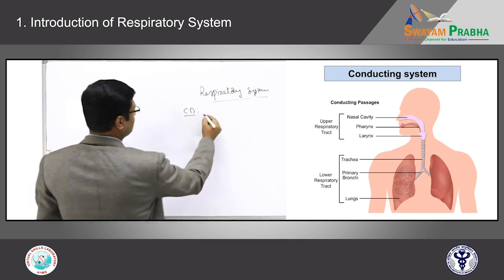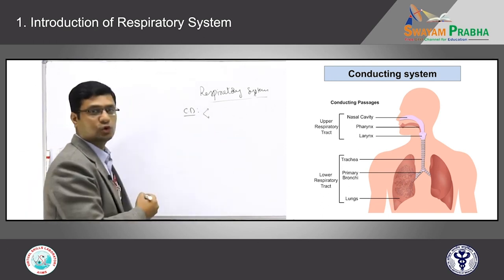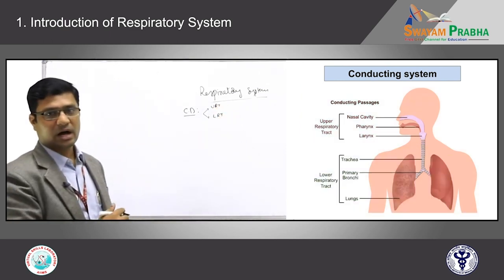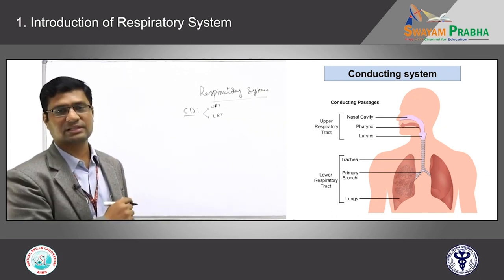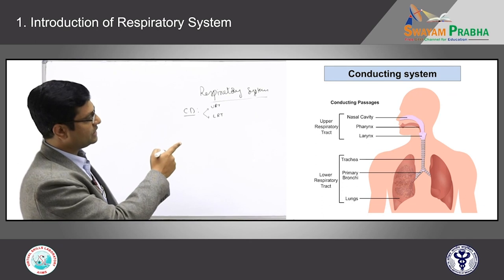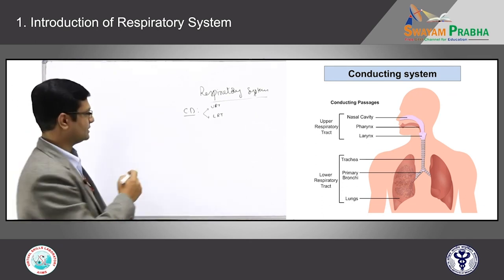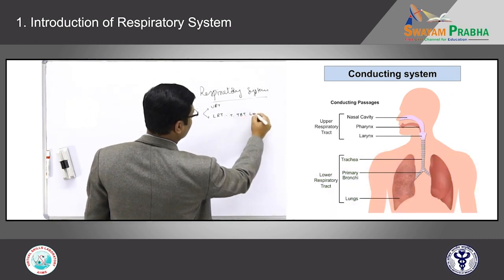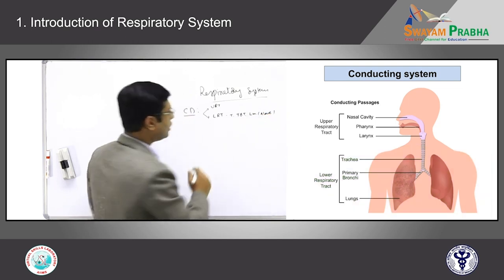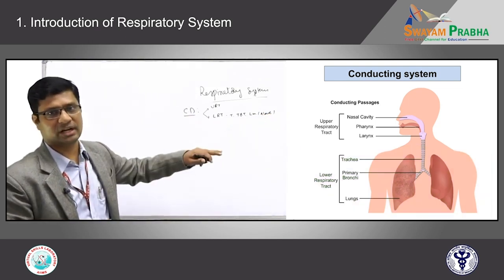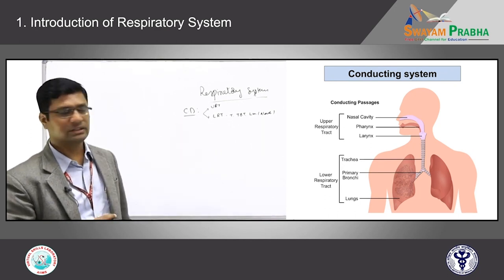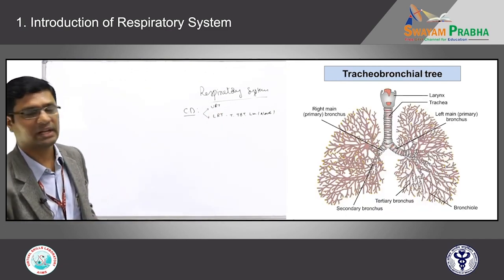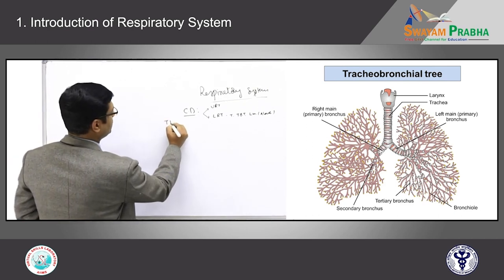If you see, the conducting system or respiratory tract is actually divided into two parts. One is the upper respiratory tract and the other is the lower respiratory tract. The upper respiratory tract, as you can see, mainly consists of the nasal cavity, pharynx and larynx. Below the level of larynx, that means the trachea, tracheobronchial tree and lung parenchyma, that is alveoli, all these structures we call the lower respiratory tract. Because we are concentrating on lungs, we will talk about the lower respiratory tract now, we will not talk about the upper respiratory tract.